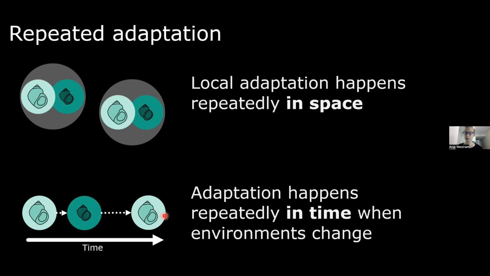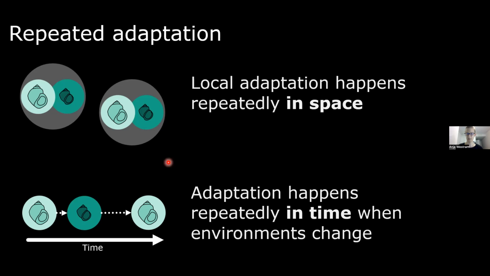And so what I'm particularly interested in understanding, when you look at these different instances of adaptation, is whether the genetic basis of adaptation is always similar, or will it be very different? So how repeatable is the genetic basis of adaptation if you look at different spatial and temporal situations of adaptation?